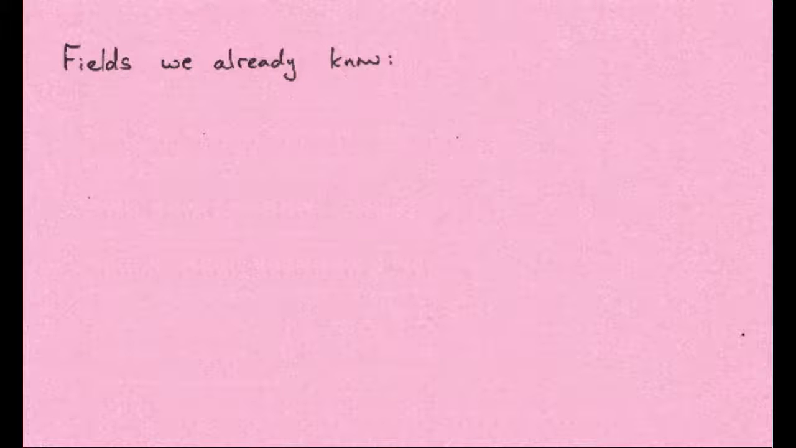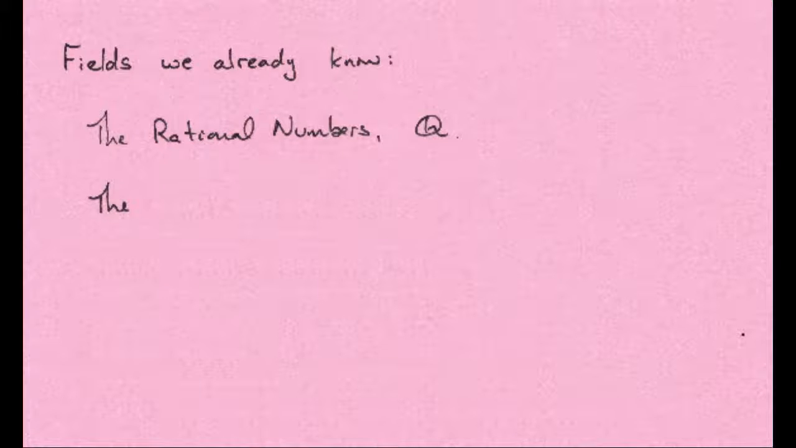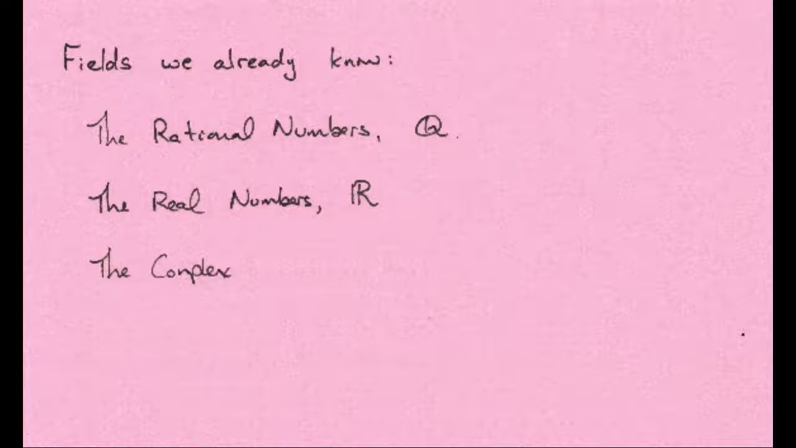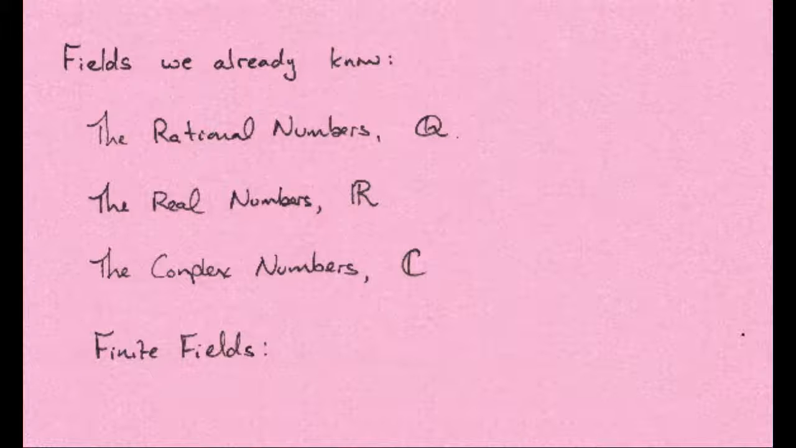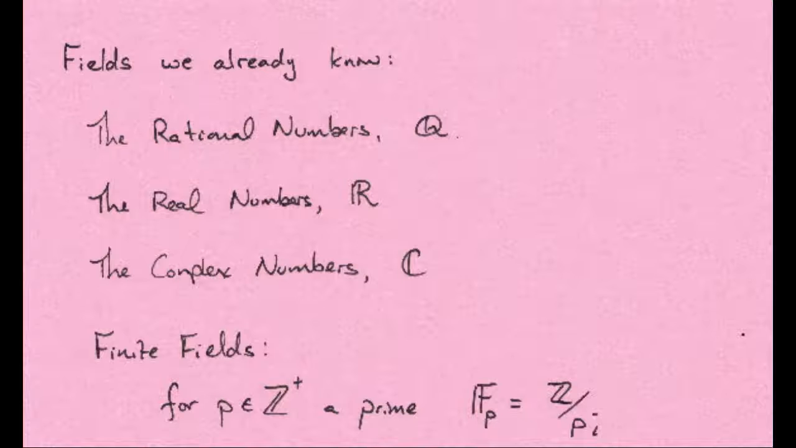Now, we already know lots of fields. Fields that we probably are familiar with: the rational numbers, the real numbers, the complex field, and maybe even finite fields, where one type of finite field, if we take a prime number p, then if we look at just the integers mod p, that's going to be a field.